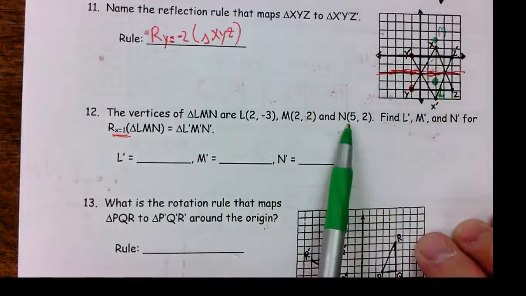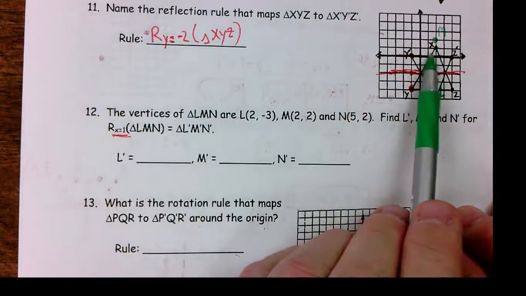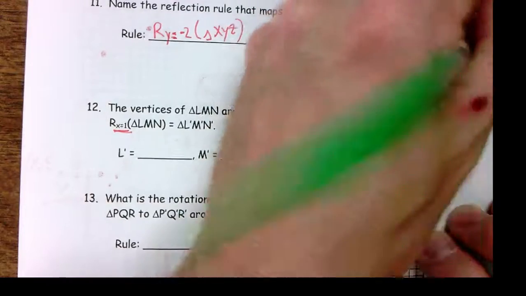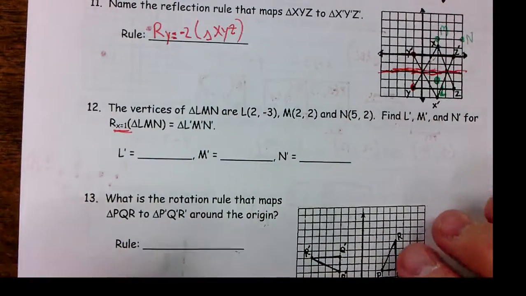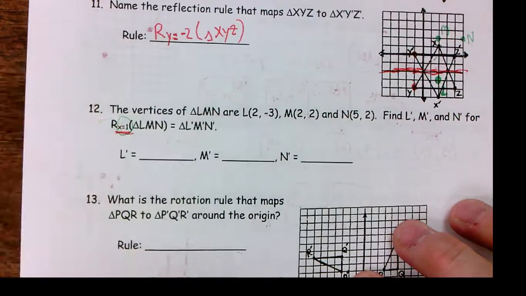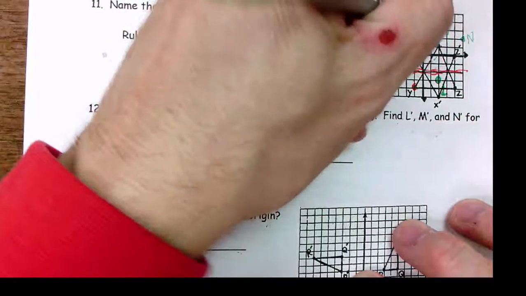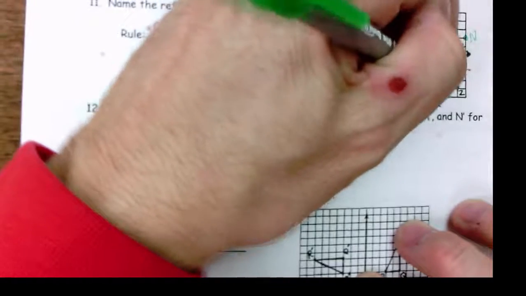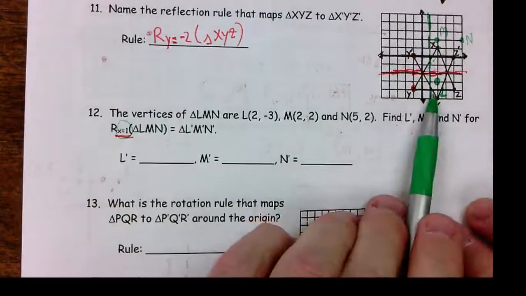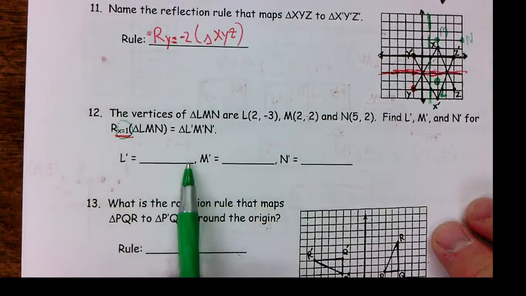And last up I have N at 5, 2. 1, 2, 3, 4, 5, 1, 2. N would be here. And I want to reflect those 3 green points across the line x equals 1. So x equals 1 is this line. So that doesn't look too bad. I don't have to graph this. I'm really just using the graph so I can name the ordered pairs here.